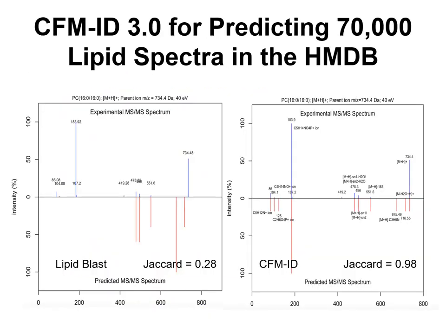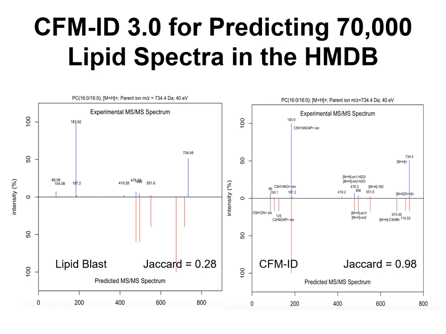I'll just show you an example of how the lipid version of CFM-ID, this recent version, is able to predict lipid spectra. On the right is what version 3 is able to do in terms of its prediction. So the red spectrum is the predicted, the blue one is the actual one. We can rank or evaluate the score, what's called a Jaccard score, which matches peaks to peaks, and this Jaccard score is 98% correct.